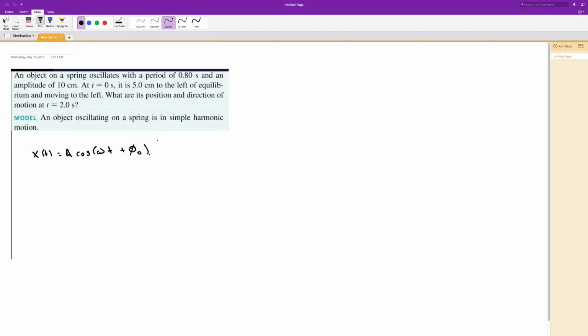First of all, we have the information that the initial position is 5 centimeter to the left. If it's left, it's negative, so this is going to be negative 5, and that is equal to, since it's initial, we use this formula for the position, A cos of the phase constant. So from this equation we can find the phase constant. So cos phi is going to be equal to minus 5 over A.